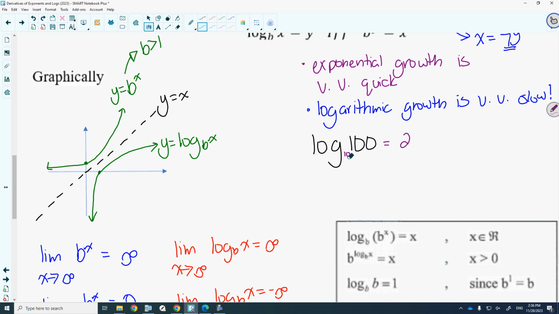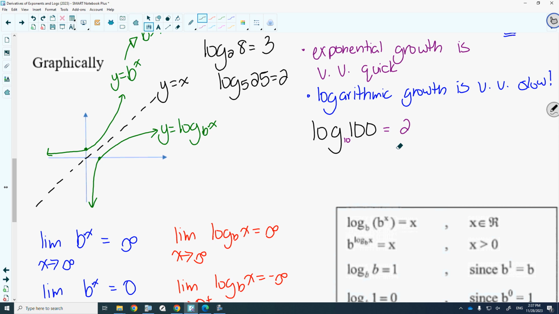Yeah, okay, let's look at this one. You guys write this one down. Log base 2 of 8. You say to yourself, 2 to what power will give you 8? 2 to the power of 3, so the answer is 3. If I said this one, log base 5 of 25, what's that answer? 2. Okay, so the log of 100 is 2.